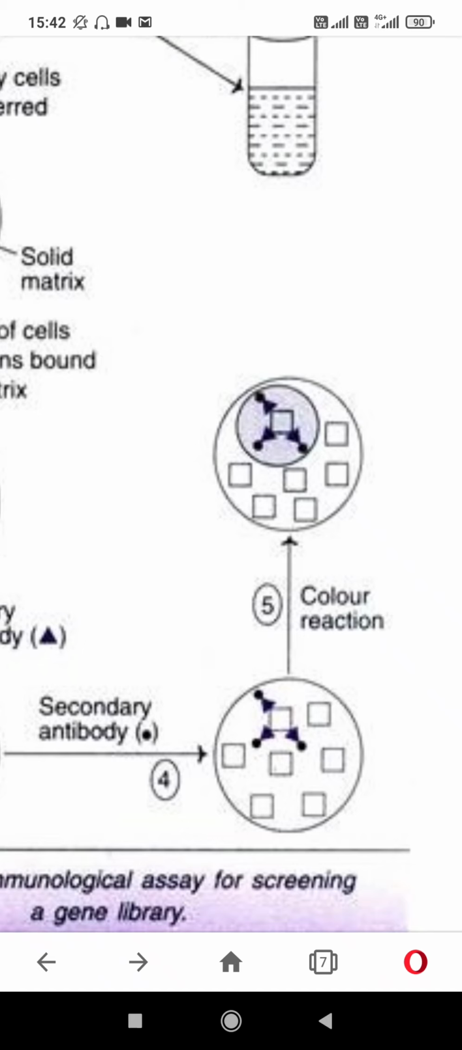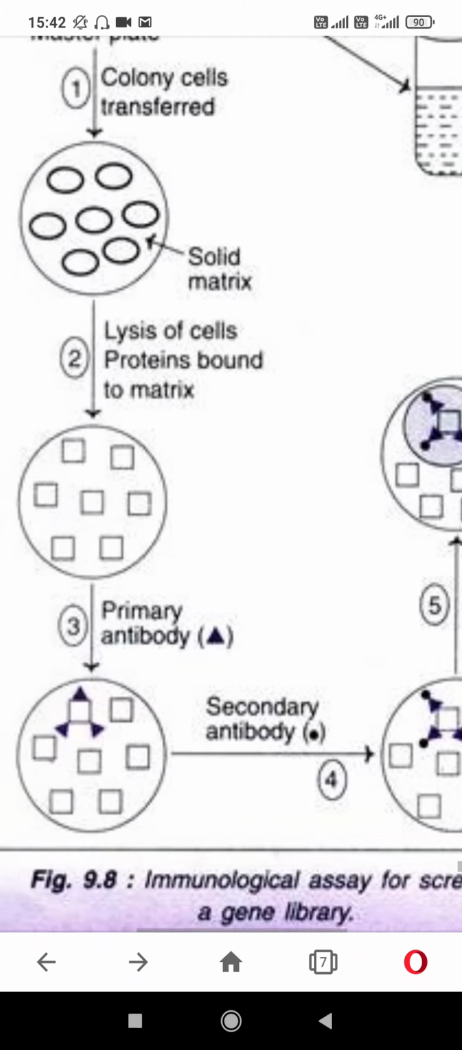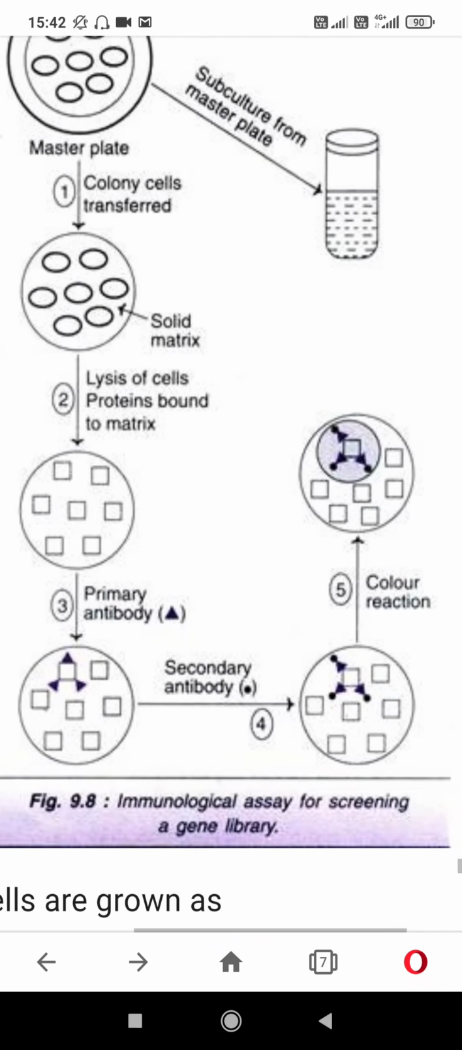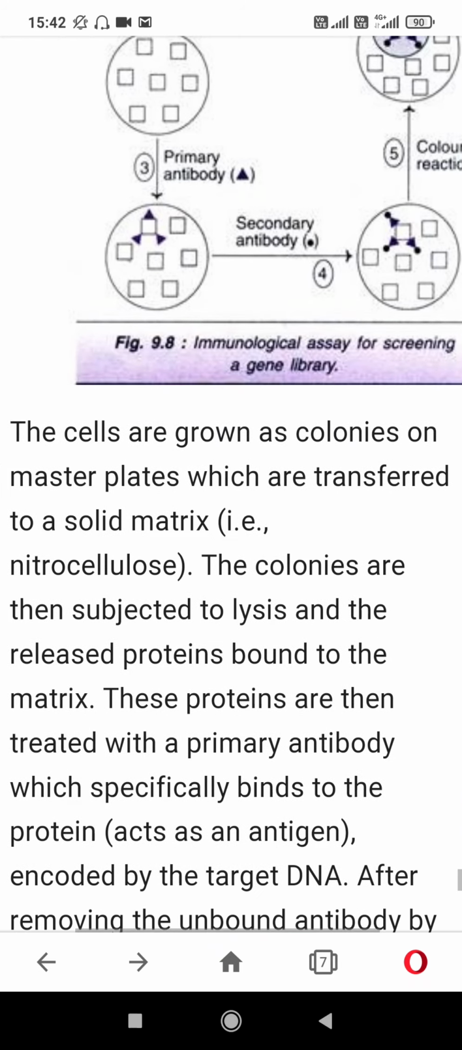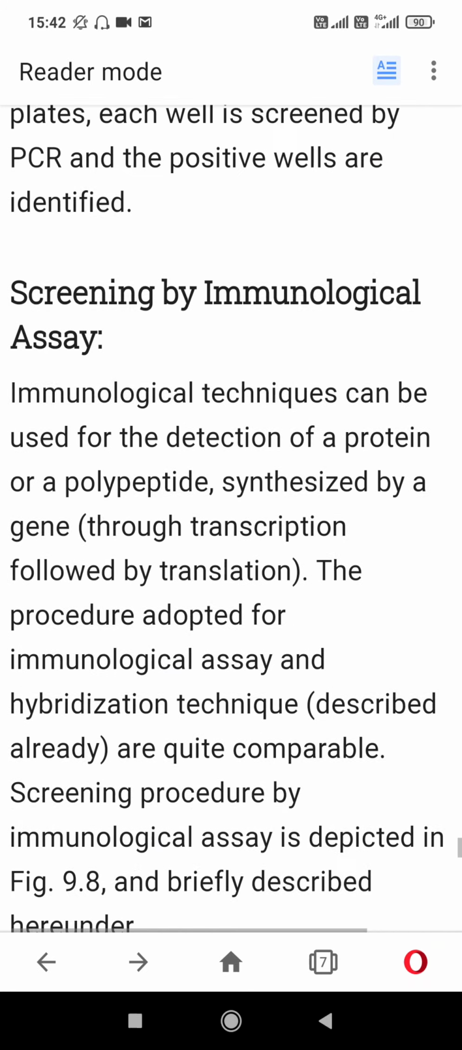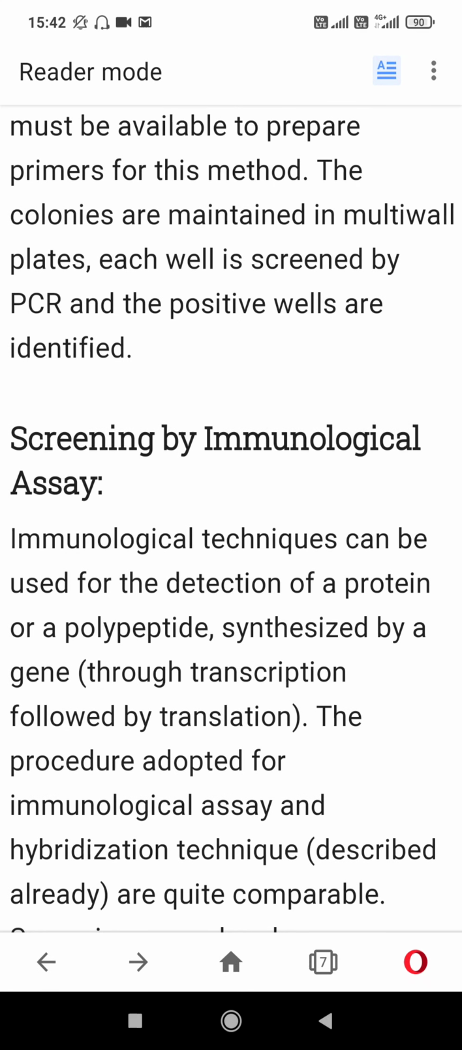And then we add a particular substrate for that particular enzyme which has been bound with the secondary antibody, and thus a colored product is observed that will allow us to detect which colony has our desired DNA sequence. Okay, so this is the screening by immunological assay.